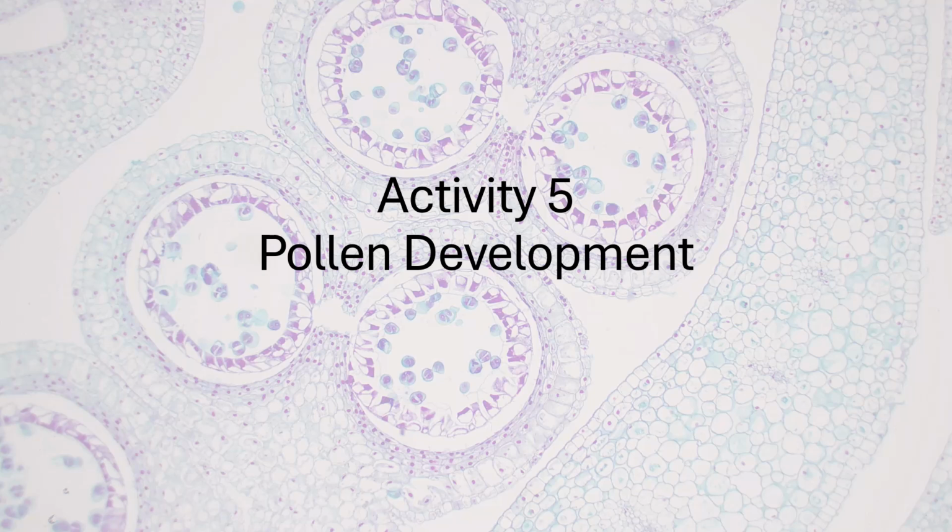Now we move to the male side of reproduction. You'll examine a cross-section of the Lilium anther. This is where pollen develops, the male gametophyte. Unlike ovules, pollen is produced in massive quantities. As you observe, think about how this contrasts with ovule development.